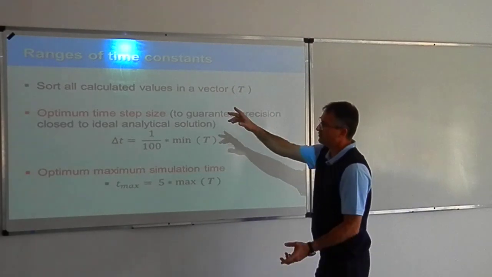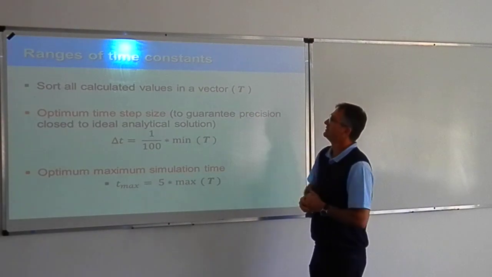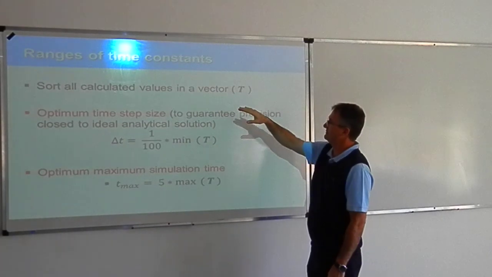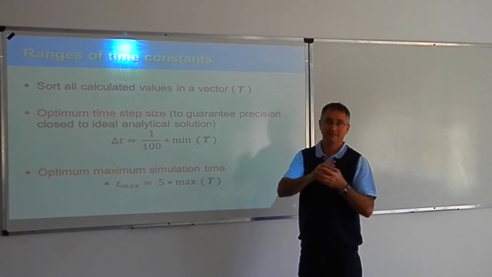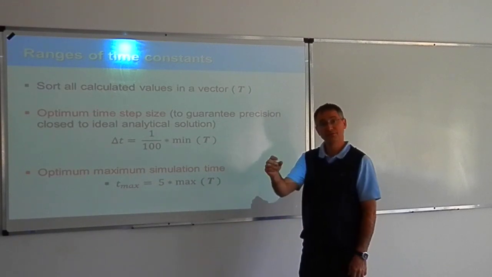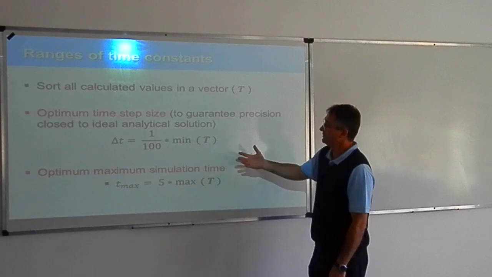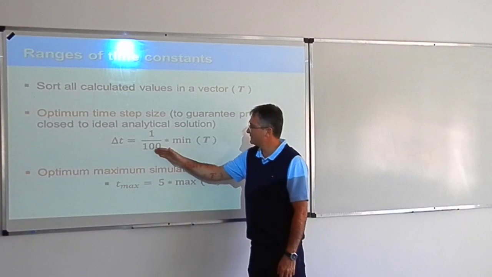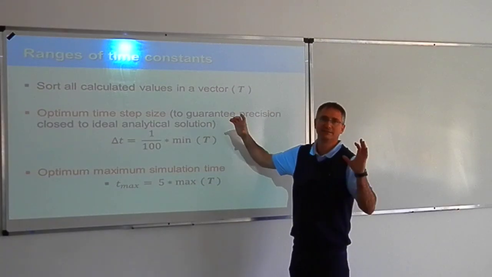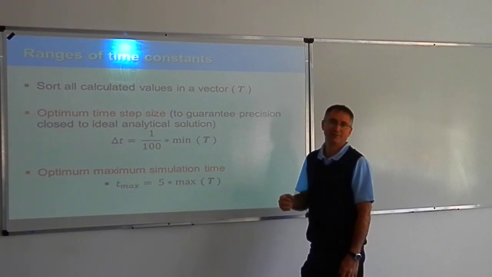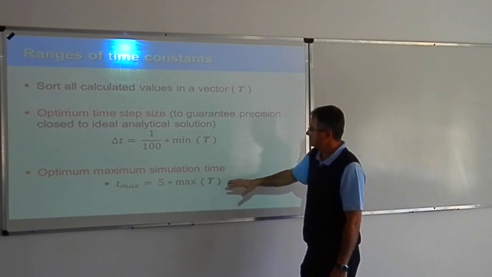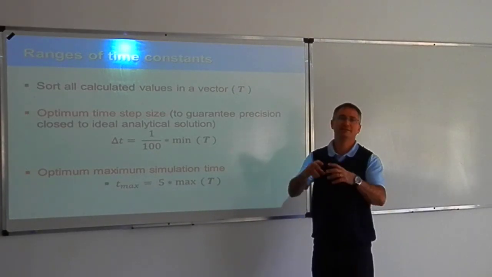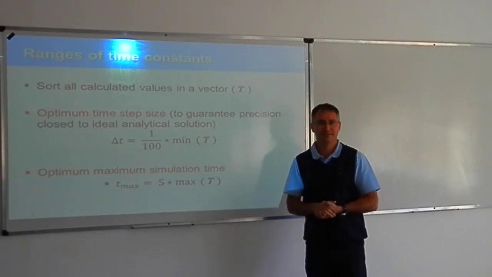So, if you have all those time constants, calculated values, you can organize those values in ascending order from the minimum to the maximum, and then you can select the delta t. For example, taking 1/100 of the minimum value in this vector of calculated time values, right? And the maximum simulation time could be, for example, 5 times the maximum time constant in this vector.